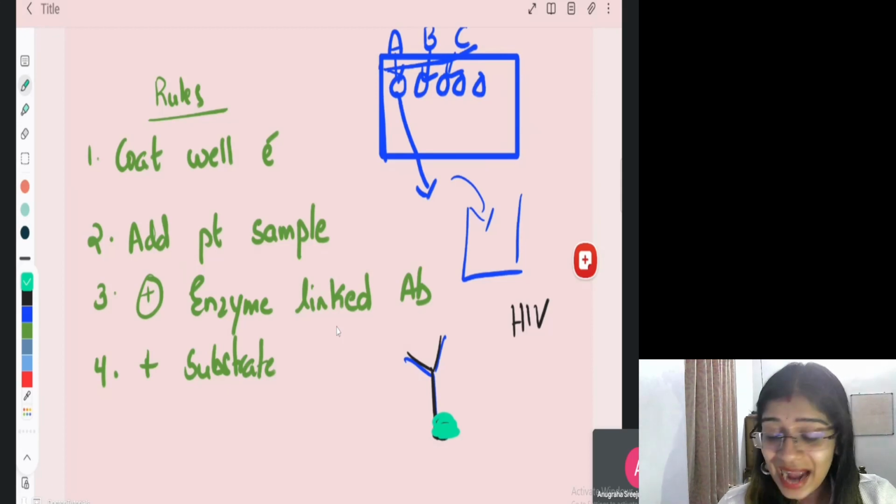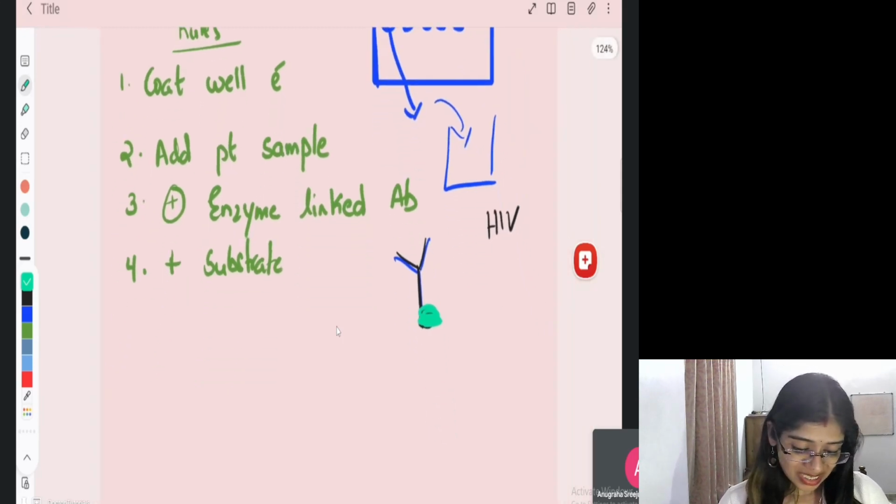So second is what? Add the patient's sample. And the third one is what? Add enzyme linked antibody. And the fourth one is add the substrate. This much clear, guys? Okay, if you understand this, we can go quickly on to the steps of ELISA.